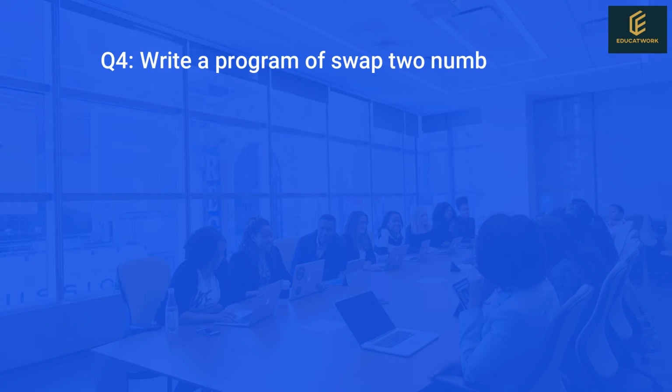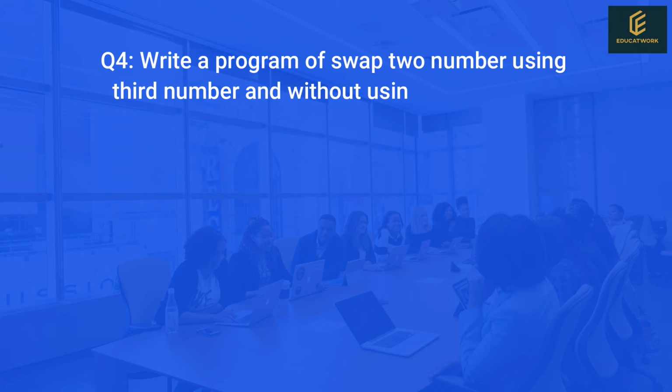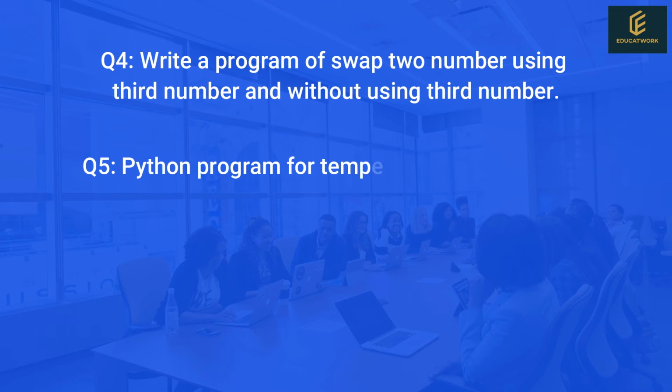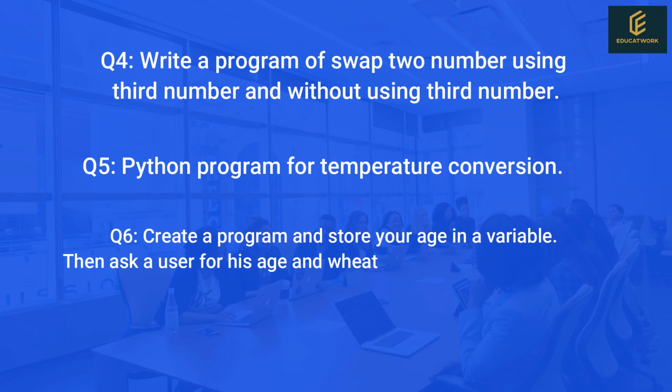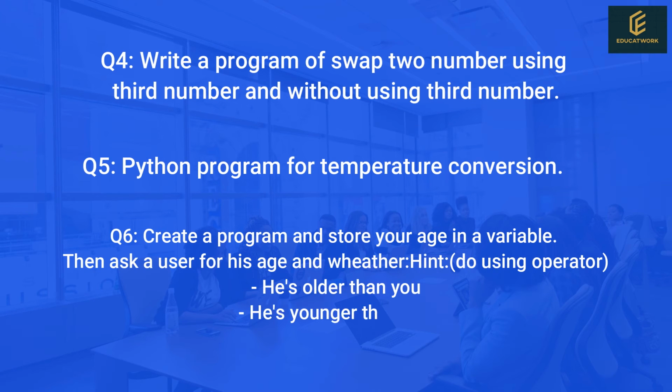Q4. Write a program to swap two numbers using a third variable and without using a third variable. Q5. Python program for temperature conversion. Q6. Create a program and store your age in a variable. Then ask a user for his age and tell whether he's older than you, younger than you, or the same age as you. Hint: use comparison operators.